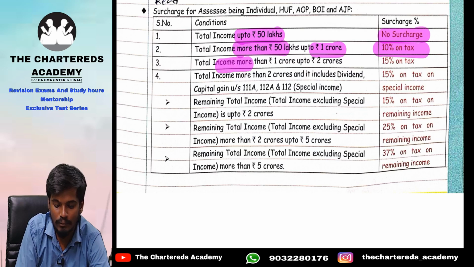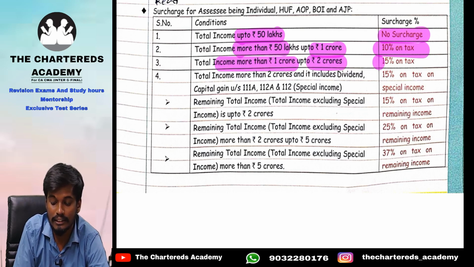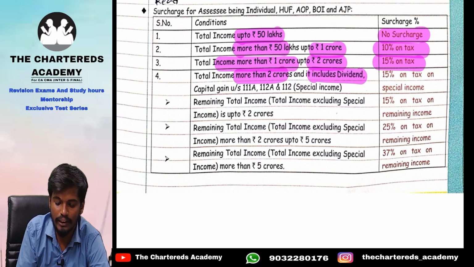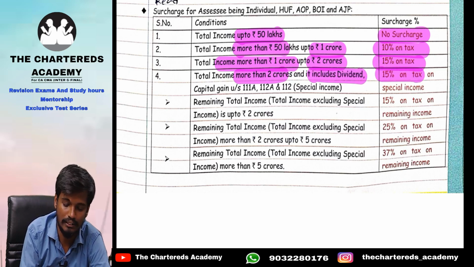If the total income is more than 1 crore, up to 2 crores, your surcharge is at 15% on the tax. Sir, if the total income is more than 2 crores, it excludes the dividend and capital gain, which are special income. We can discuss this.